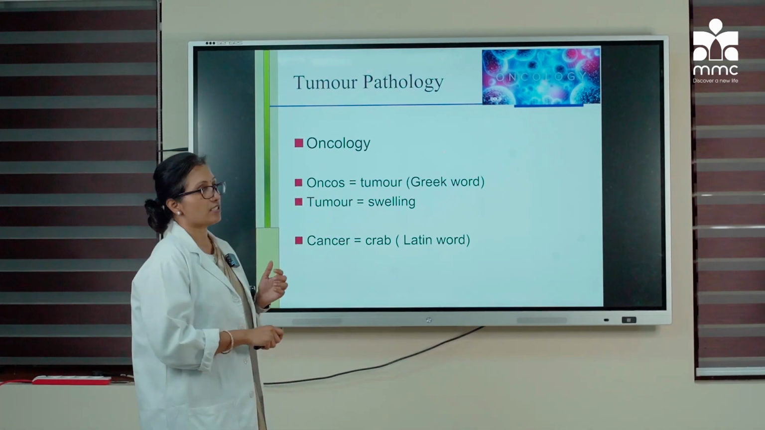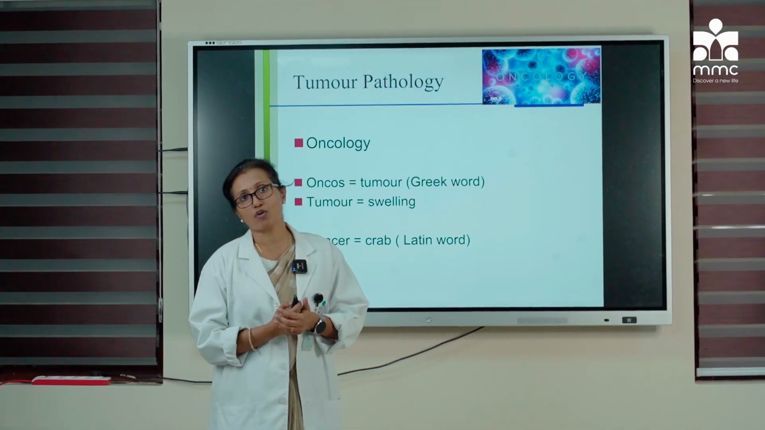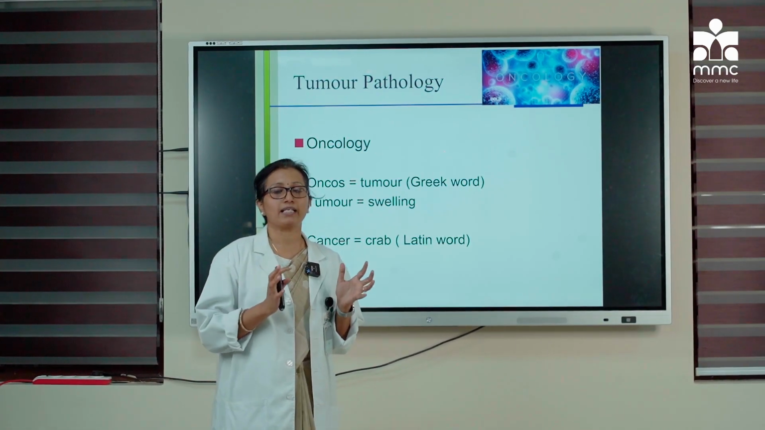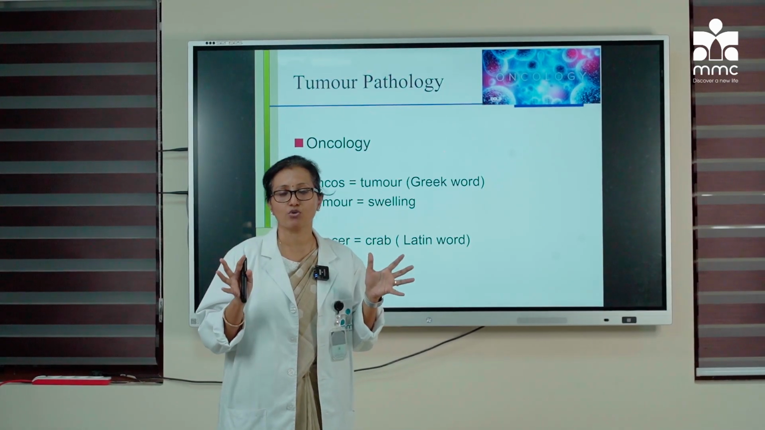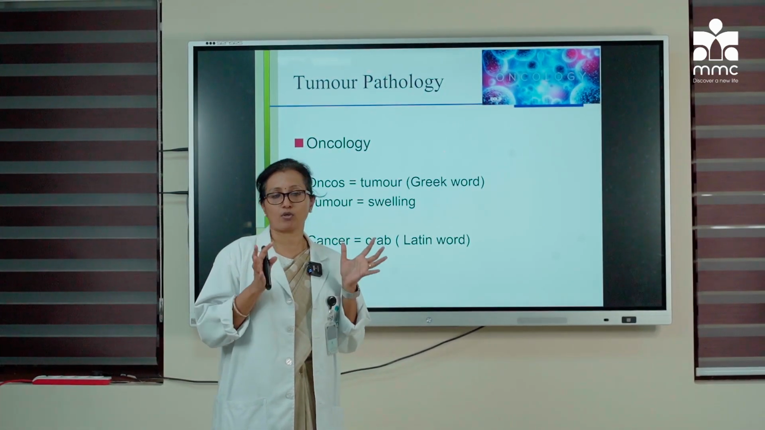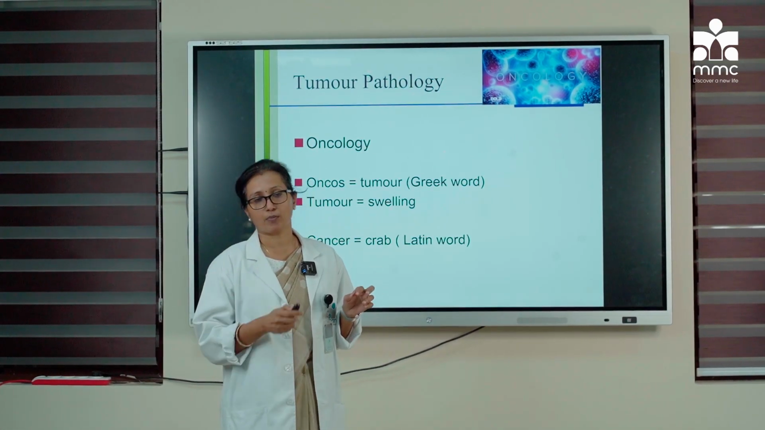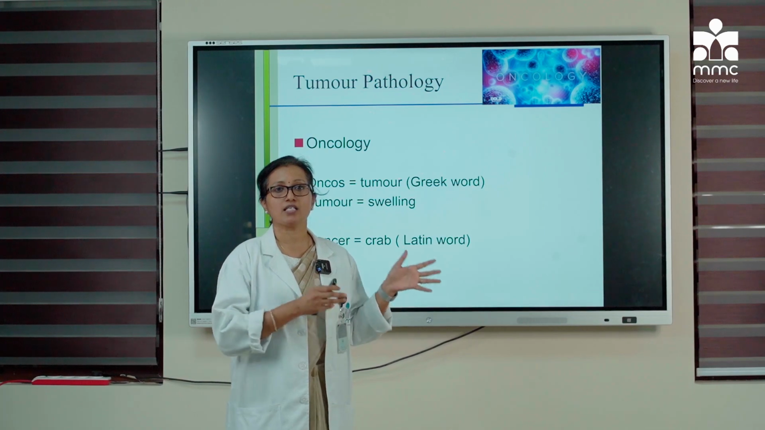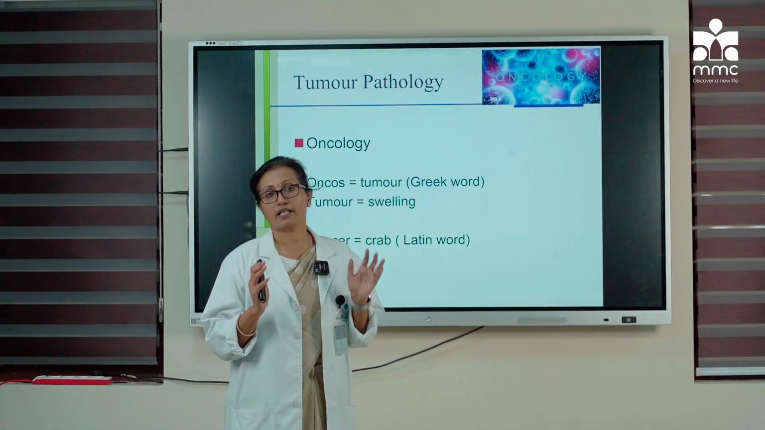Where does the term cancer arise from? Cancer basically arises from the terminology crab-like. Just as a crab has its claws going into the adjacent tissue, in the same way a tumor or a cancer spreads to adjacent tissue with invasive or irregular borders. That's how cancer is very similar, and cancer's symbol is the crab.